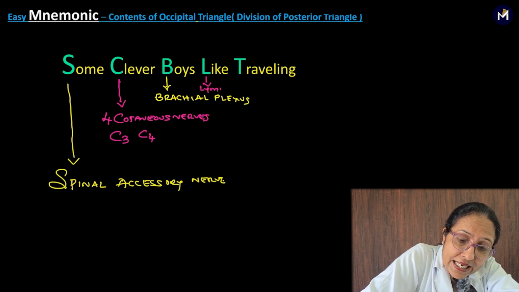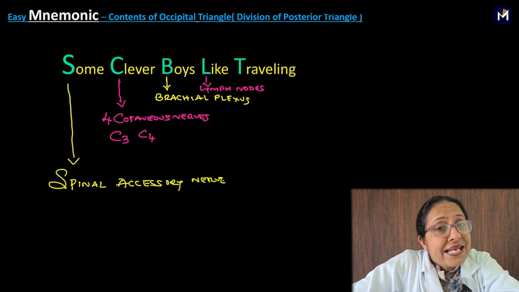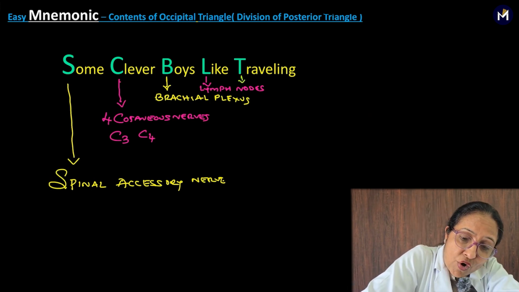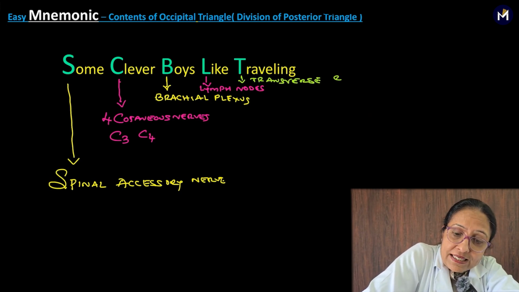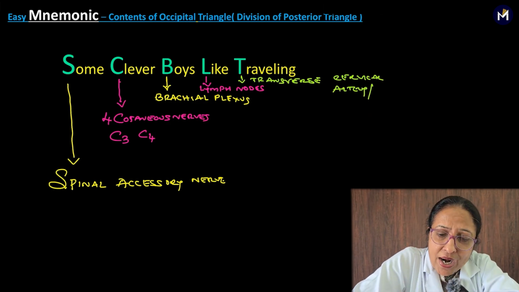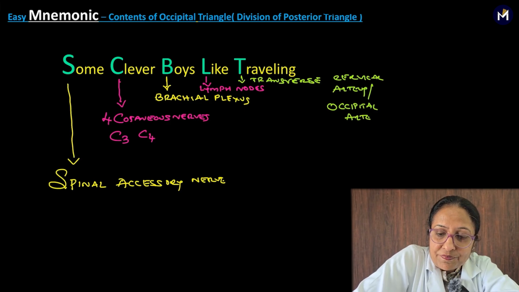So while removing these cervical lymph nodes, spinal accessory nerve can get injured. And T stands for transverse cervical artery, also with the vein. And you can just remember one more artery here, that is occipital artery.